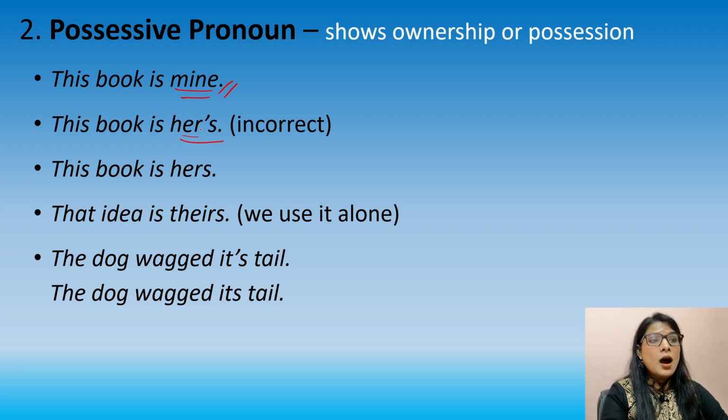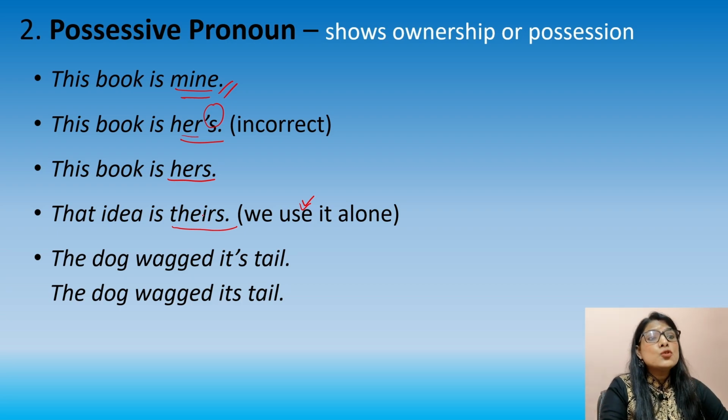What is the error? Hers. When we speak like this, this is wrong. We never put hers with an apostrophe s. We do not put it here. Because we are using possessive pronoun here, how will we speak it? This book is hers, without apostrophe. That idea is theirs, so we use it alone, we do not use apostrophe s. We will not say that idea is theirs with an apostrophe.